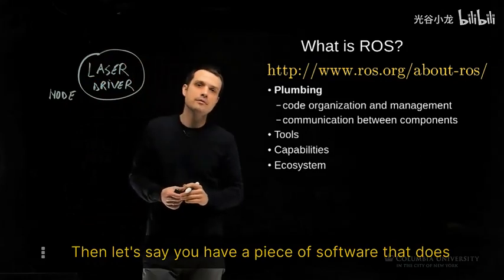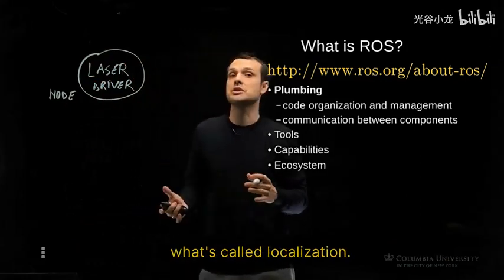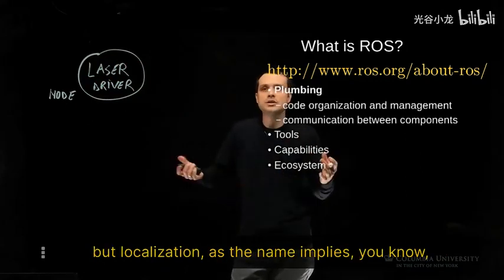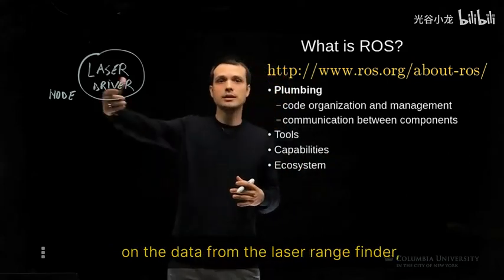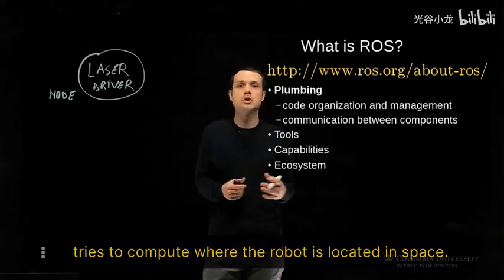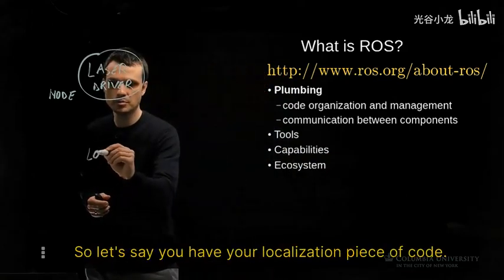Then let's say you have a piece of software that does what's called localization. We'll get into the details of it later in the class. But localization, as the name implies, is a piece of software that, based on the data from the laser rangefinder, tries to compute where the robot is located in space. So let's say you have your localization piece of code.